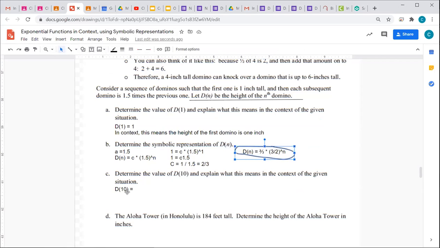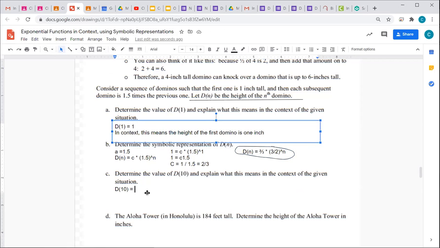So let's write that in here. 2/3 times 3/2 to the power of 10. So what is that? 2/3 times, I take 3/2, which is 1.5. So then I do to the power of 10. All right, that number.